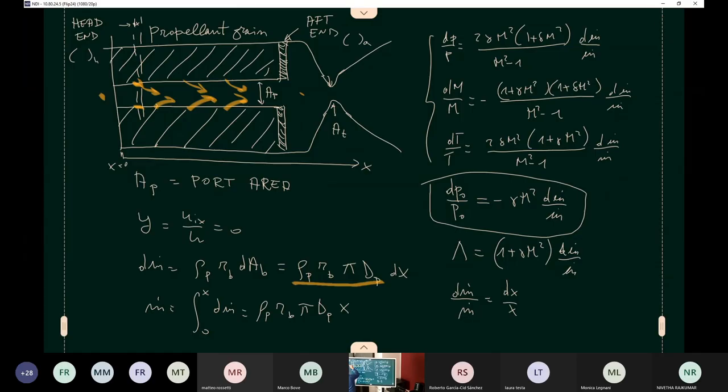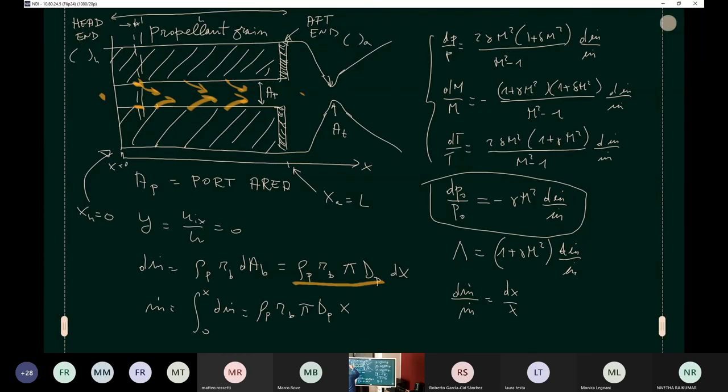In this case, we can also identify the length of the propellant grain, capital L, and we have that here x is equal to zero, and here xa is equal to L, and this is xh equal to zero. If we consider that at this position, exactly at zero, we have no mass flow rate, and of course we have a wall, we have no velocity. So we have Mach number equal to zero at x equal to zero.